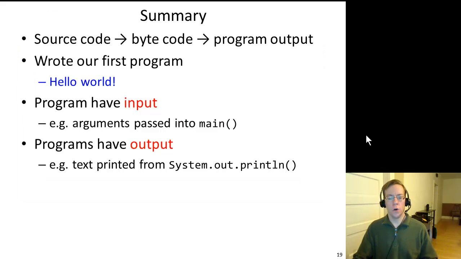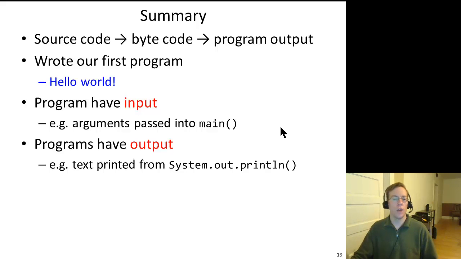So that's at a very high level where we're going here. You've got source code, something in a .java file that you just write in some text editor, maybe Eclipse or Notepad or whatever. You compile it to this intermediate language, Java bytecode. Then you run the bytecode using the Java command, the Java JVM, and that actually executes your program and produces the output.